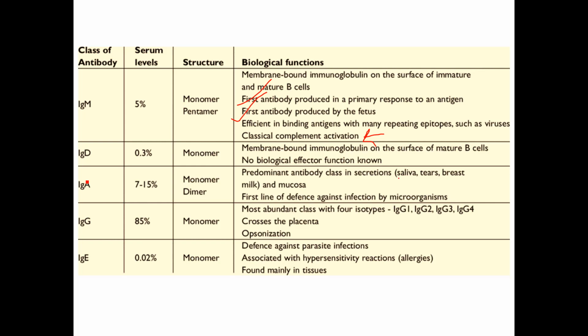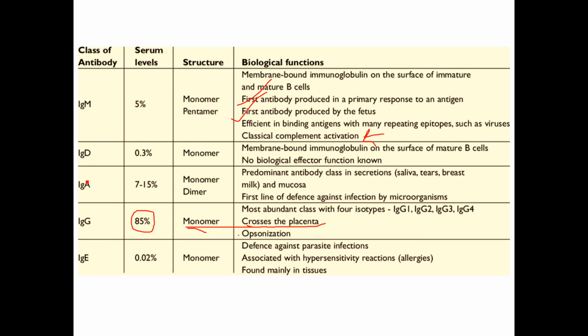Whatever sites they are, they are first inhabited by the microorganism, and since IgA is present there in large quantities, it provides the first line of defense against the microorganism. IgG is present at a serum level of 85% in a monomeric form, and it is the most abundant class of antibody with four subisotypes IgG1, 2, 3, and 4, and it can cross the placenta, so it provides immunity to the growing fetus.